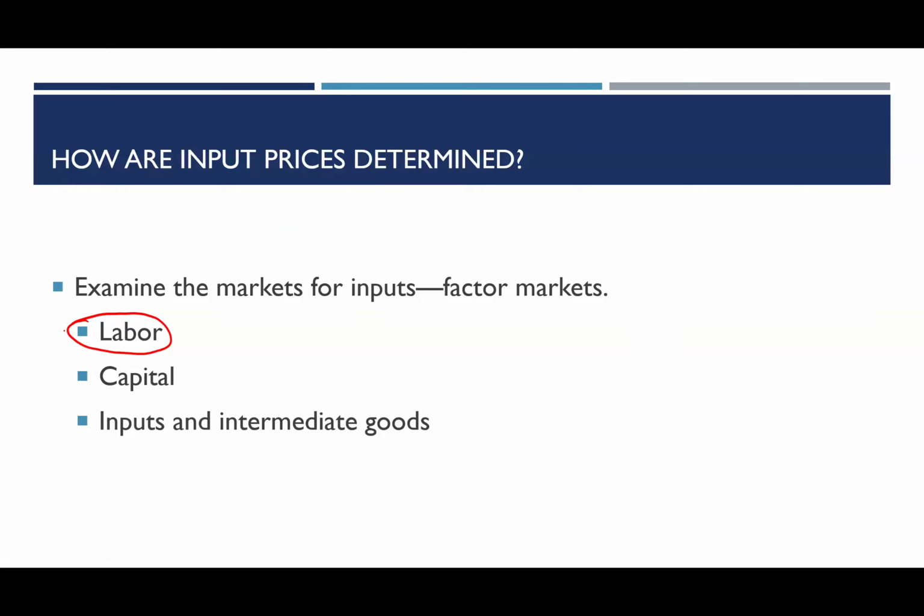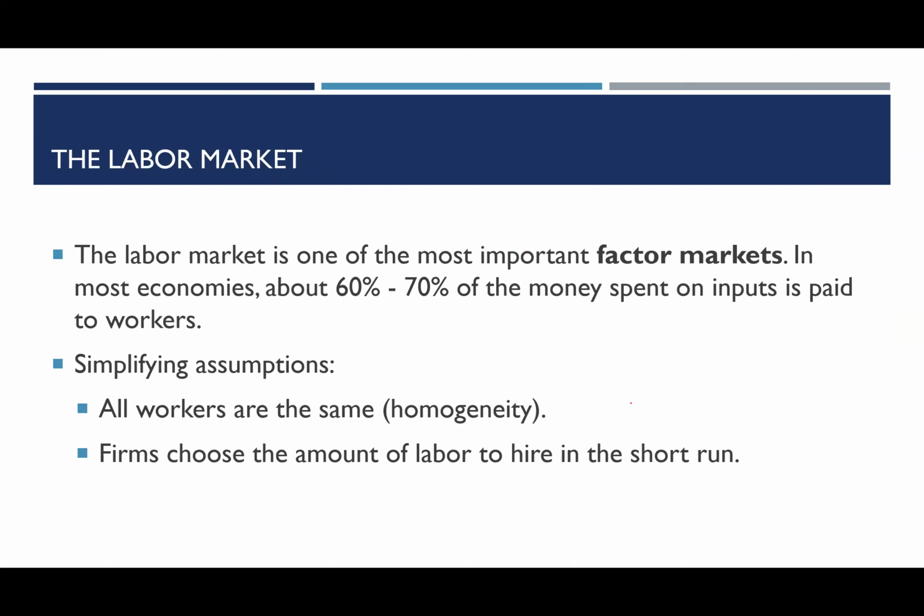Inputs and other things that are used in the production process are going to be subject to the same type of analysis that we do for labor. Now, the labor market is one of the most important factor markets in most economies. About 60 to 70% of all the money spent on inputs is paid to workers.